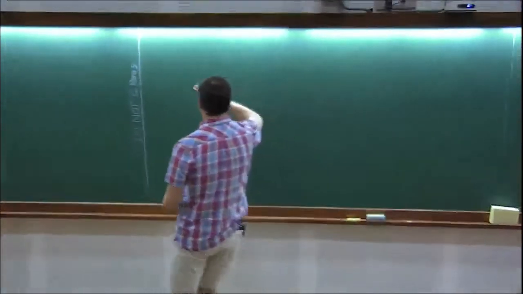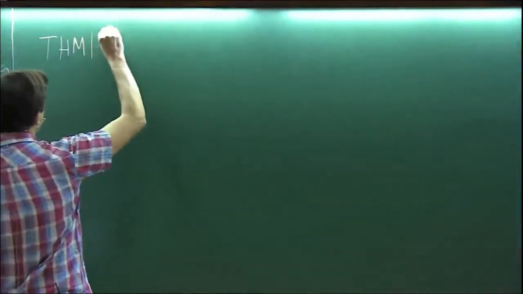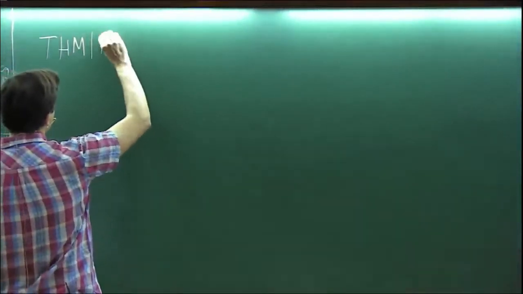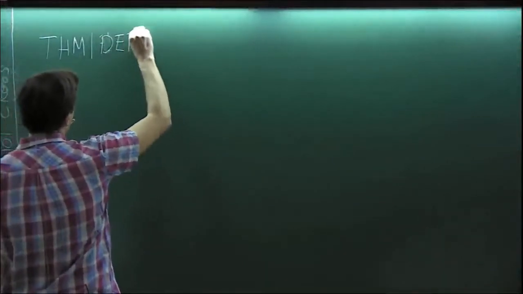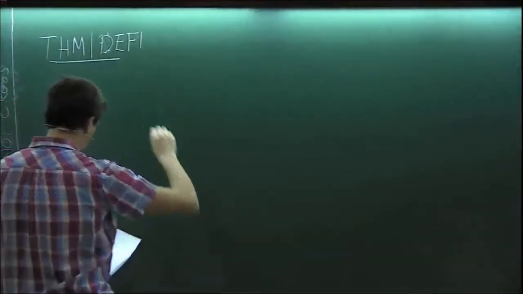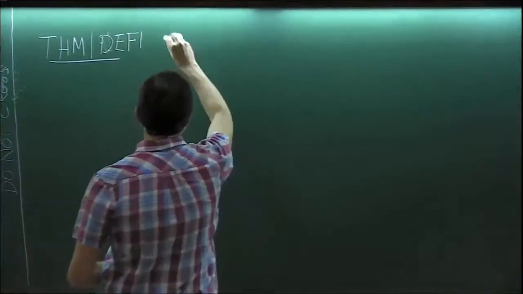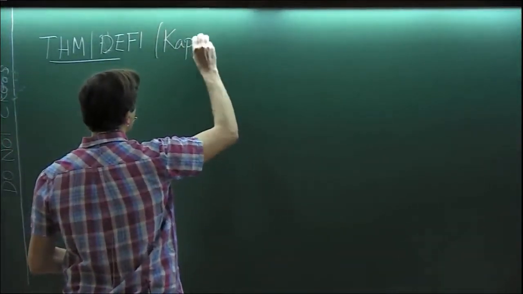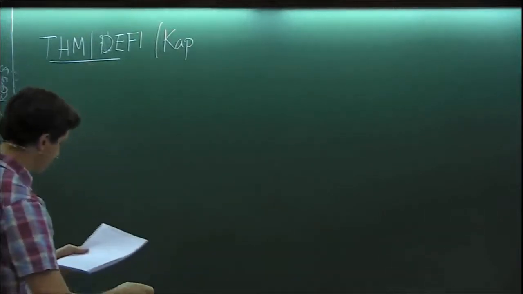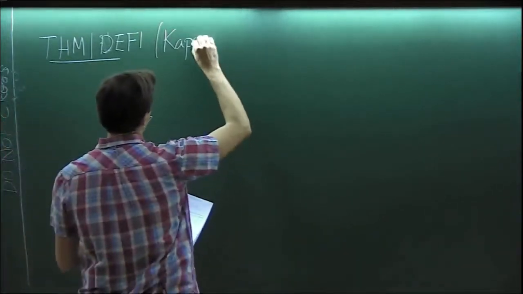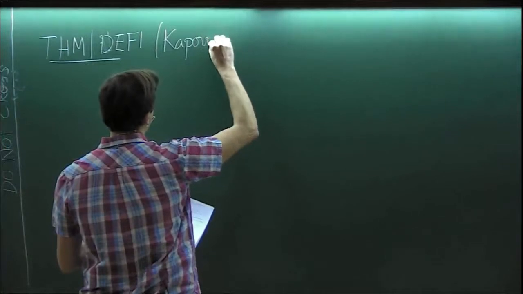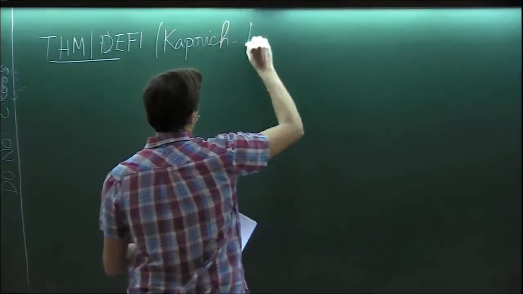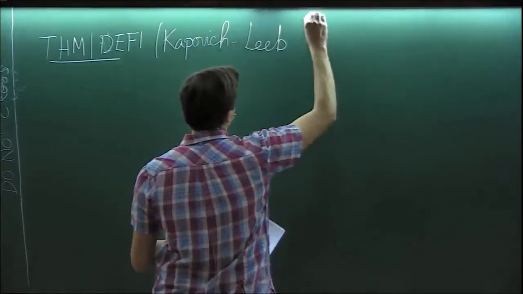So it's a kind of theorem that would serve as a definition. Today, there will be two definitions of Anosov representation in this statement, and the fact that they are equivalent is a result of Kapovich, Leeb, and Porti.